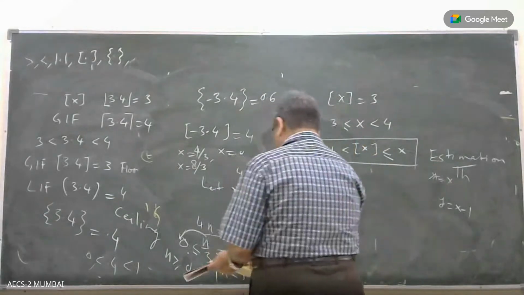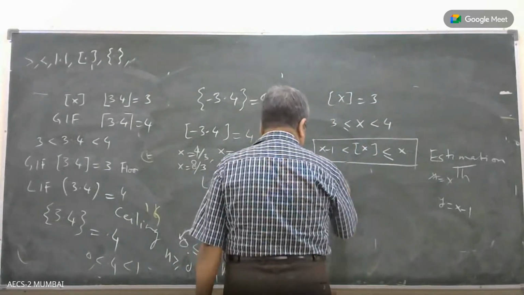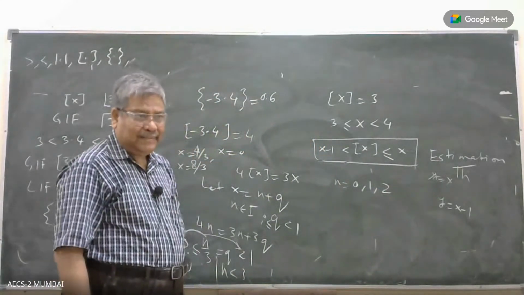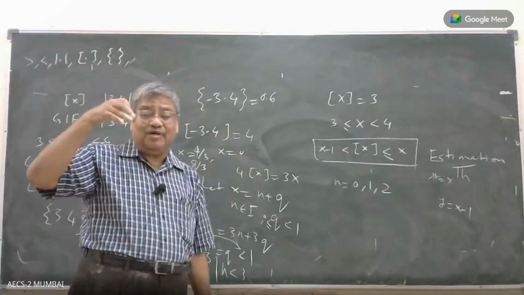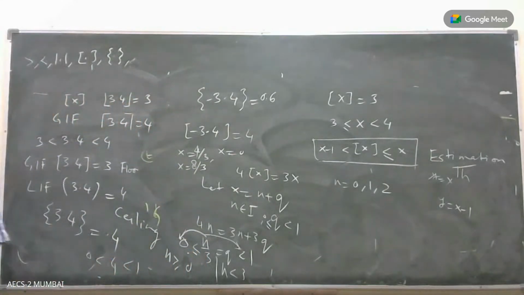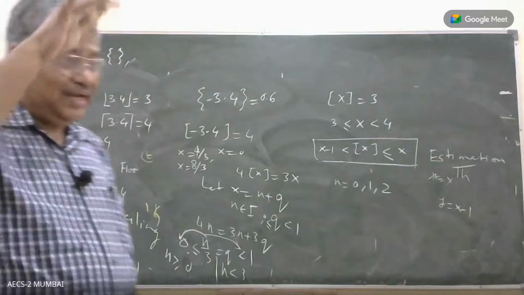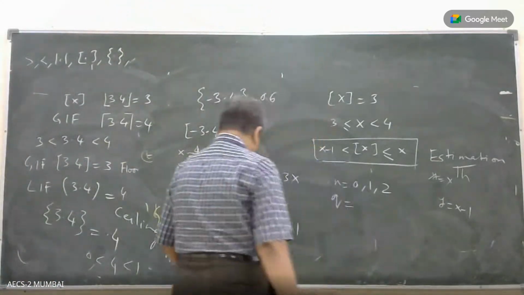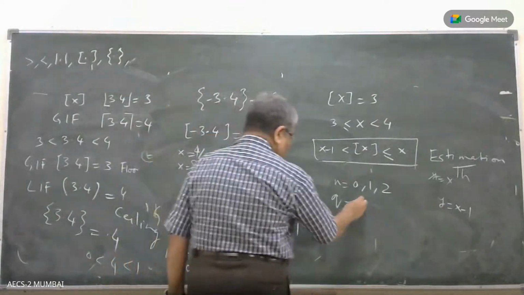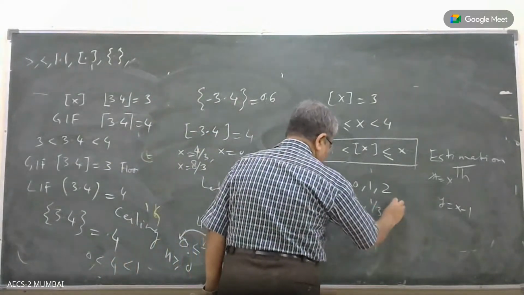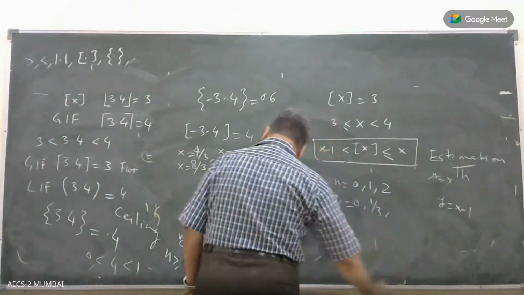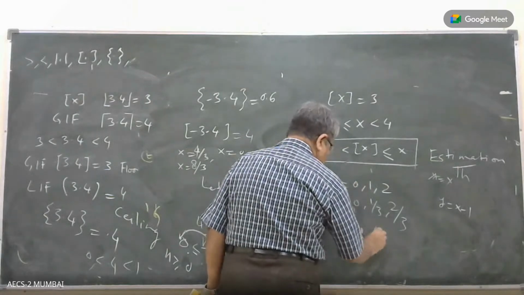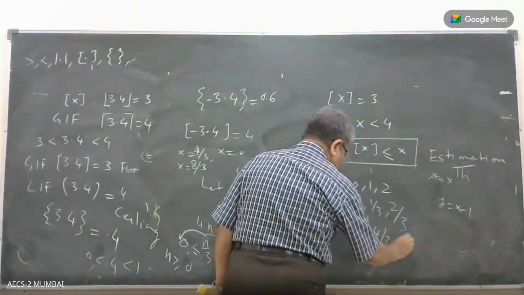What you are getting is possible values of n. And the variable is x. n and q you have introduced. You cannot give the answer in terms of n and q. So find out the corresponding q. So corresponding q will be 0, 1 by 3 and 2 by 3. And x will be this. This is how you got the answer.